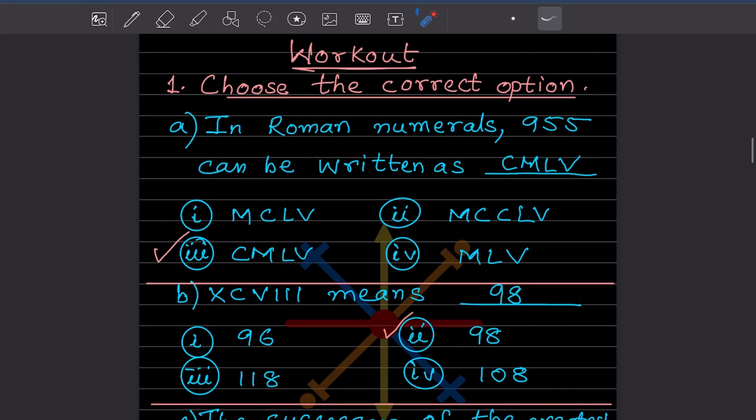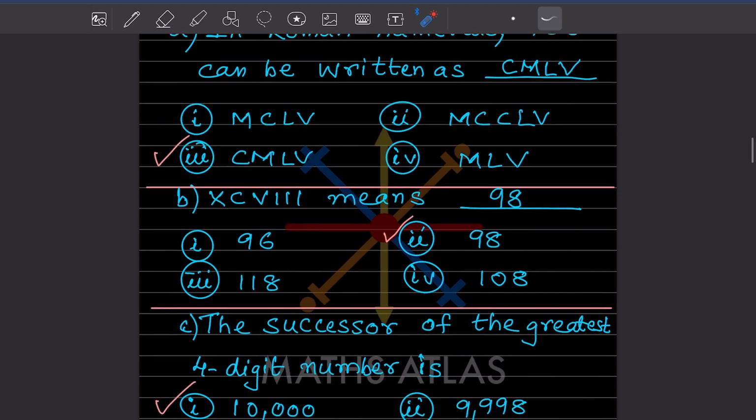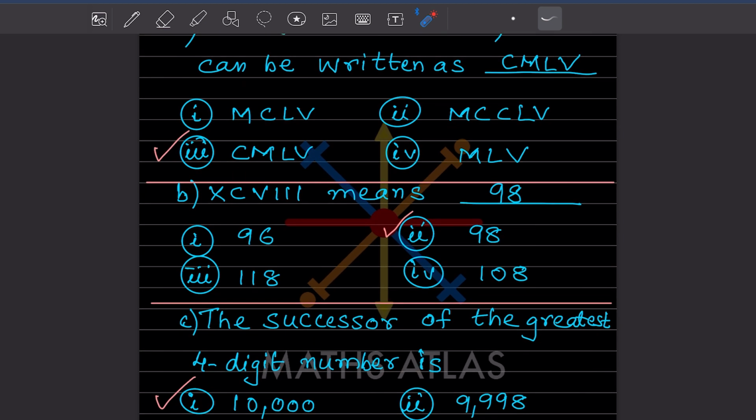Now look here. Choose the correct option. In Roman numerals, 955 can be written as? So now how are you going to write it? 955, right? So you know that is 900. L stands for 50 and 55. So the option is this one. Okay, so I wrote it over here. Now what does this mean? So you know this is XC is 90 and this is 8. So you are going to write 98. So this is the correct option.